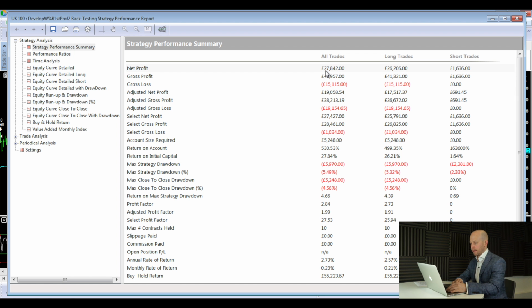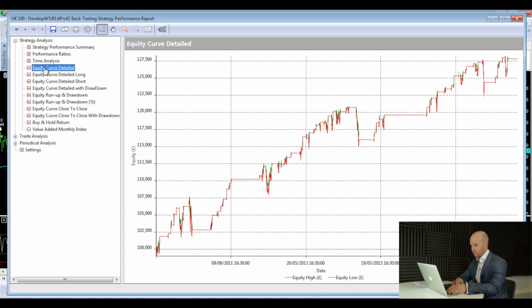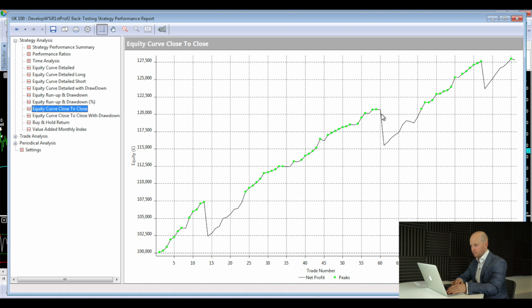Now our net profit has decreased. It's gone down to 27,800 rather than 41,000. But our strategy drawdown has decreased. So let's have a look at the equity curve. Equity curve is reasonable. You can see these drawdown periods. The close-to-close equity curve looks different now because we're exiting with some losing trades, not just winning trades. But overall, it's still a decent equity curve, but we are sacrificing a lot of net profit for just a little improvement in the overall drawdown.